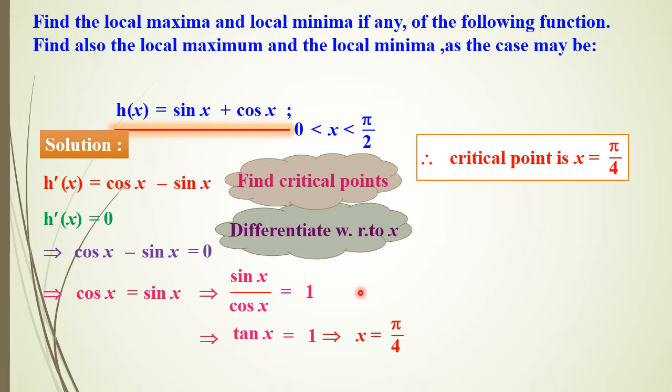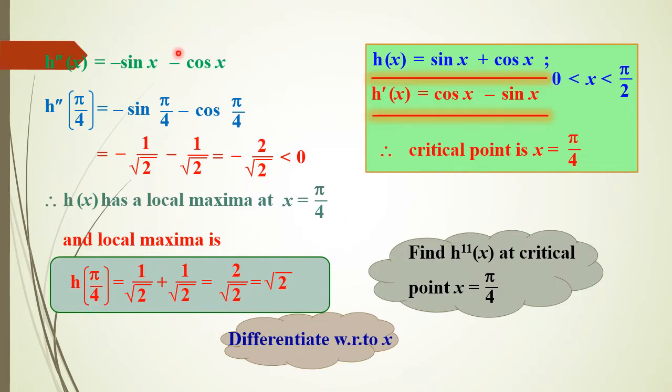Now, when will we determine local maxima and local minima? Next, find the second derivative of the given function. Cos differentiation is minus sin x, sin differentiation is cos x. Then substitute the critical point into the second derivative of the given function. Here x is pi by 4, this is called the critical point, substitute here.